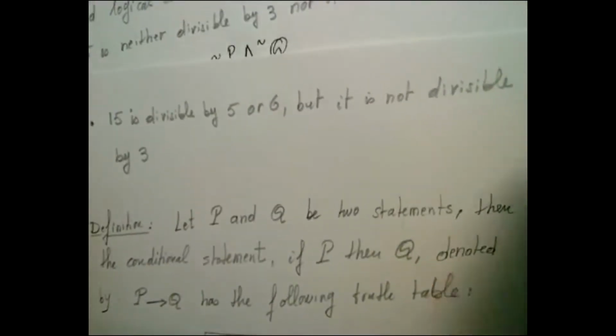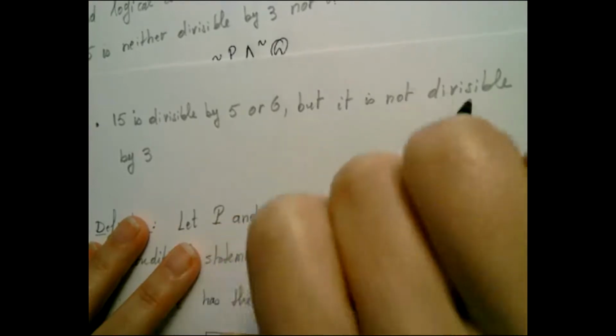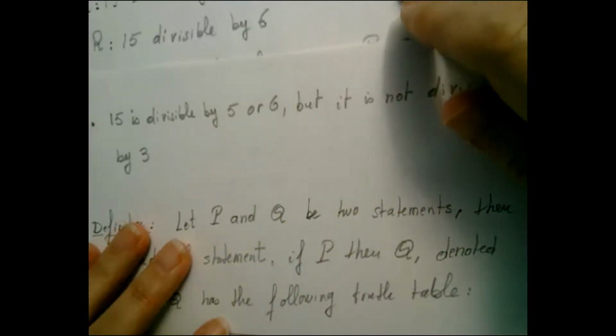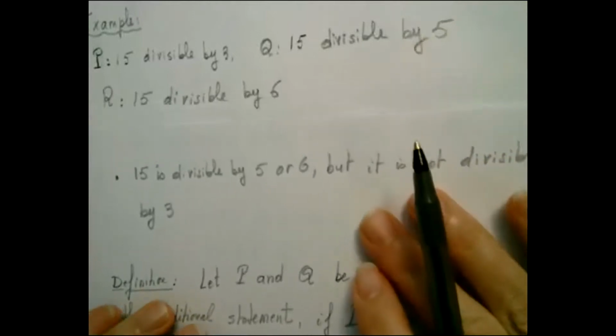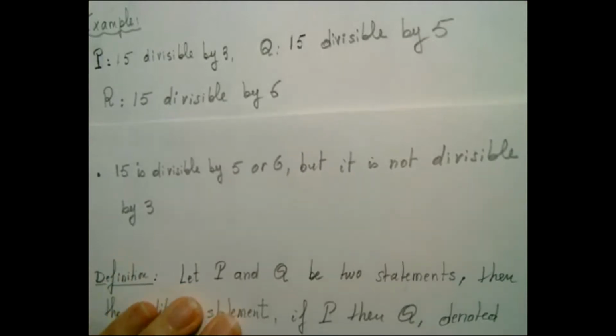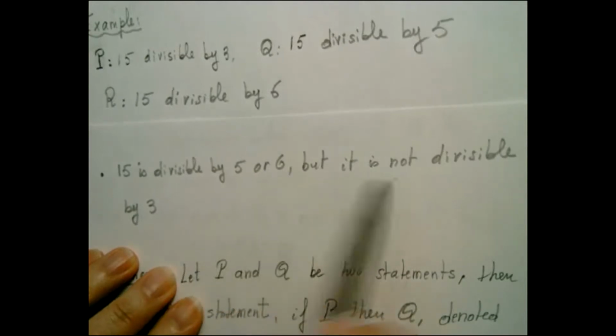Now I will raise this up just in case you guys are writing. My other question is: 15 is divisible by 5 or by 6, but it's not divisible by 3. So it's divisible by 5 or 6, but not by 3. And these are the P, Q, and R. How can you write this using P, Q, and R? Quickly, you can say it in words.